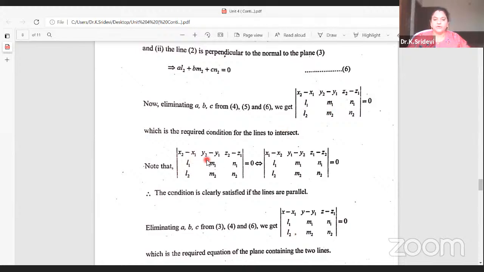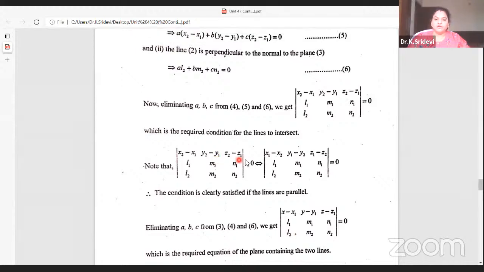Now, what is this determinant form? The first row is x2 minus x1, y2 minus y1, z2 minus z1. The second row is L1, M1, N1. The third row is L2, M2, N2, and it is equal to 0. In the first row, the first element is x2 minus x1; similarly, we can take x1 minus x2, y1 minus y2, and z1 minus z2 also. If we take it like that, with the second and third rows the same, the value of this determinant is the same as the value of the earlier one, so we can take either. Anyway, this is the condition for the lines to intersect. This condition is also satisfied when the lines are parallel. We can say that.